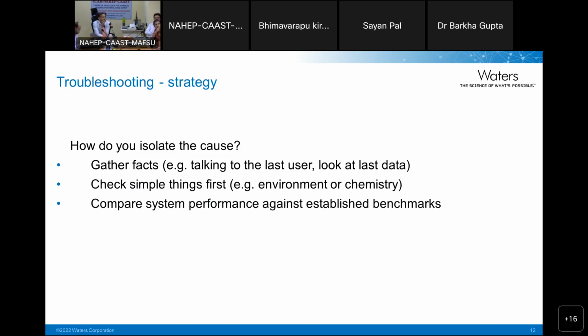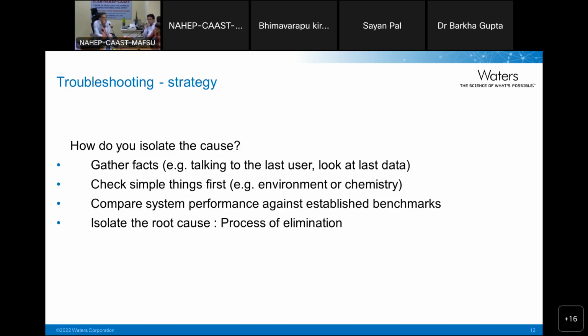Compare the system performance against the established benchmarks. Like if the same sample, same standard was run previously and gave correct results, and now it is giving some weird results, then you can compare what has gone wrong. Suppose there are 10 peaks in my analysis and only one is going bad, is it related to the complete sample, or is it related to that particular analyte? So try to compare the results with the previously set benchmarks.